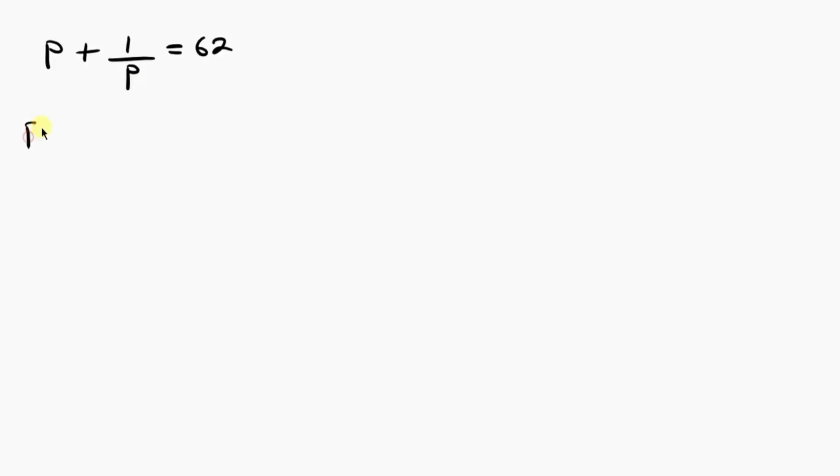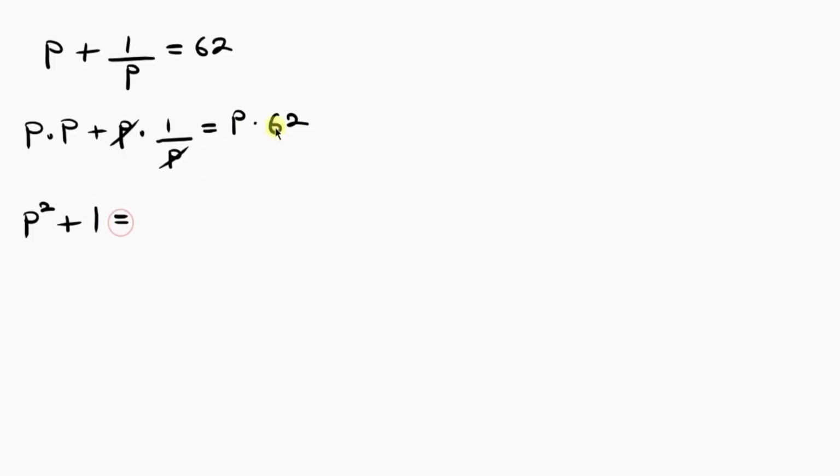So P times P, I'm using P to multiply through, P times 1 over P equal to P times 62. Now watch. P times P gives what? P squared plus, now P here can cancel off this P, leaving behind 1.